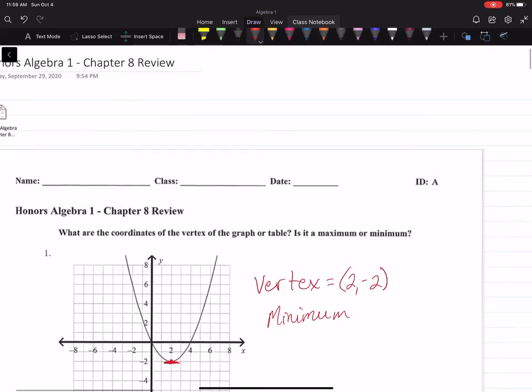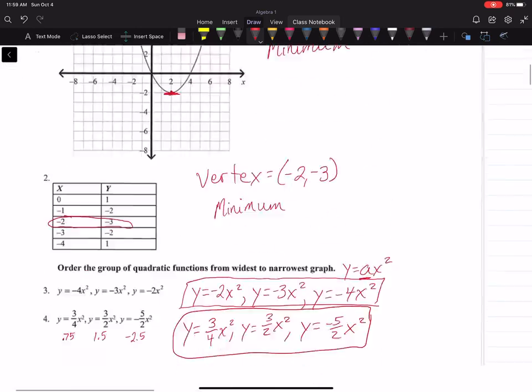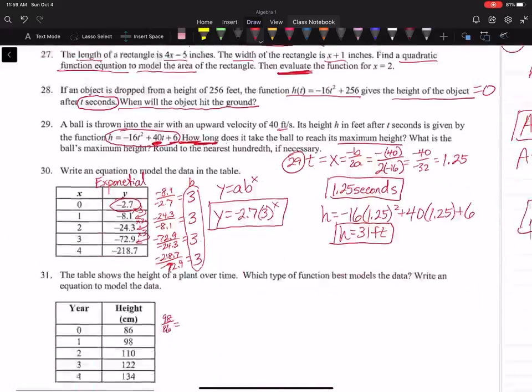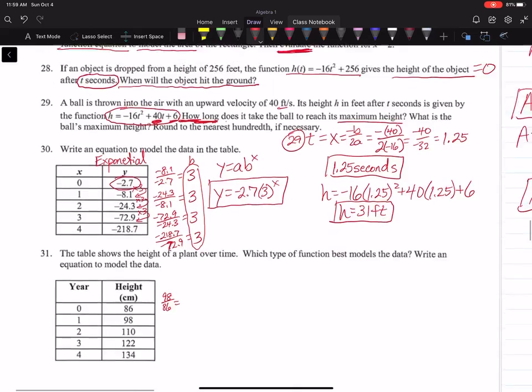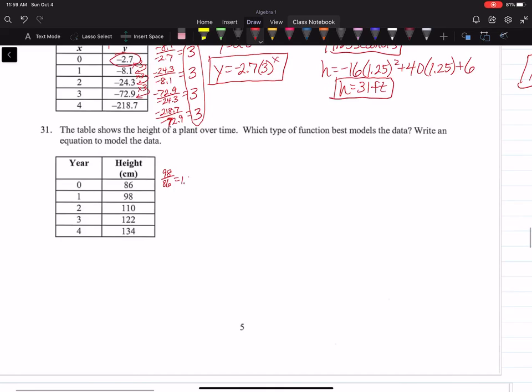Okay, 31. I'll try this again, so I'm going to divide 98 over 86. 98 divided by 86 is 1.139. Sorry about that, I don't know what I hit, but it messed up. All right, so 1.139. 110 divided by 98 is 1.122. So those are not the same, so I know it's not exponential.